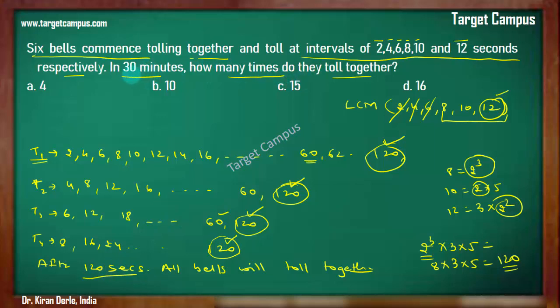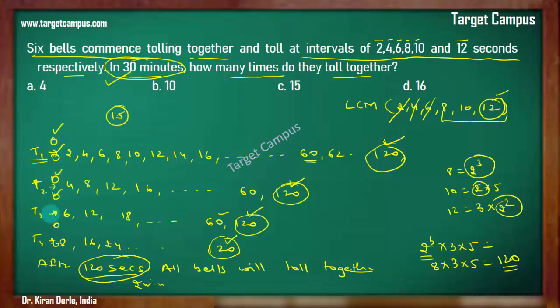Now the tricky question is, in 30 minutes, how many times will they toll together? So we know that after an interval of 2 minutes, they are tolling together. In 30 minutes, one would think it will go like this 15 times, but 15 is not the right choice. See, when they ask in 30 minutes, that means they have started at 0 seconds, when they have tolled at the very start second.